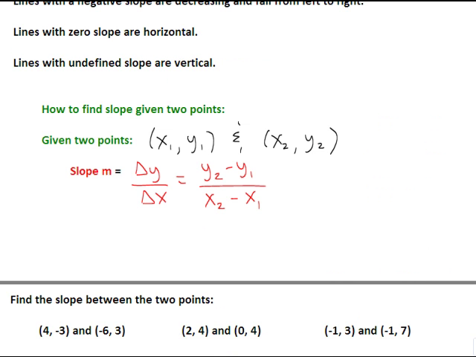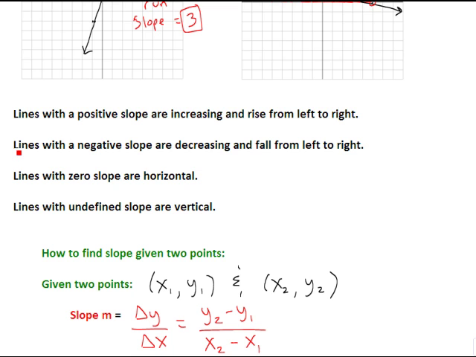So let's summarize some of those findings. Lines with a positive slope are increasing and rise from left to right, so they're going to be slanted in that direction. Lines with a negative slope are decreasing and fall from left to right, so they would look something like that. Lines with 0 slope are horizontal. That means they have no rise to them, so they go straight across. Lines with undefined slope are vertical, and that's because they have no run. They don't go side to side at all. Okay, so you want to have that memorized. Horizontal lines have 0 slope, vertical lines have undefined slope.